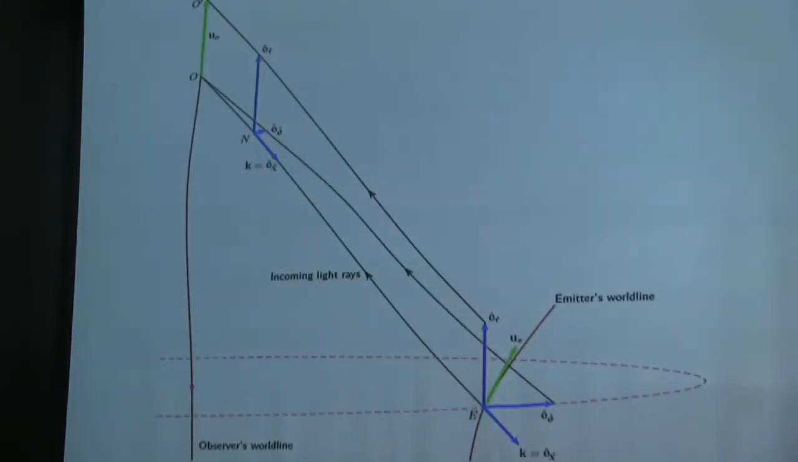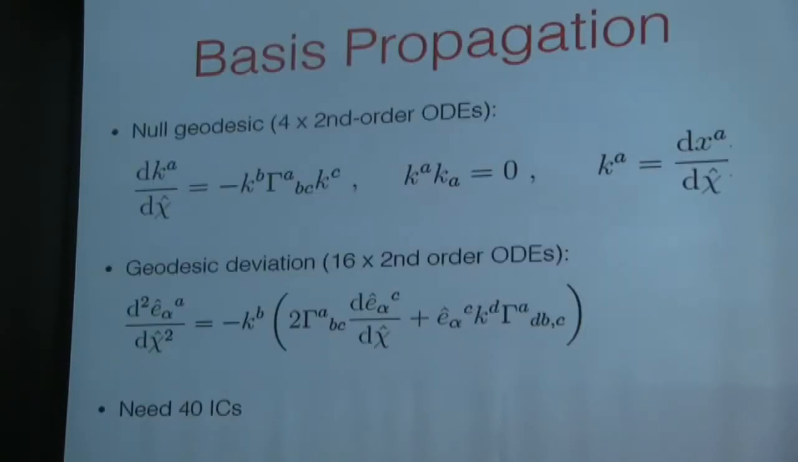And just to remind you of the picture, we're setting up the basis vectors here at the observer, propagating them down the light cone to the emitter, and then calculating the observables from that. So how do we do this? We of course have to solve for the light cone, so that's the null geodesic equation. This is 4 second order DEs in terms of components. And then the geodesic deviation equation, which is in fact 16 second order differential equations in terms of components.